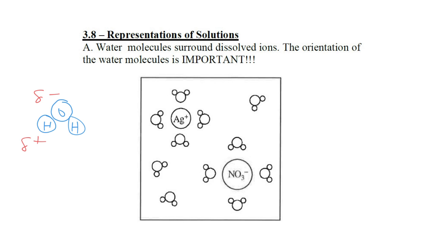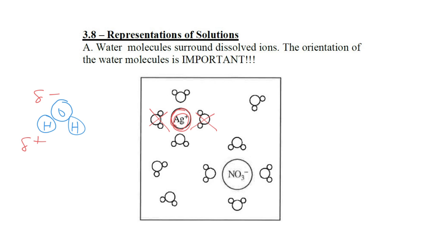When we have those molecules in a diagram like we have on this slide, we need to make sure that our water molecules are facing the correct direction. So like if I have silver and it's positive, then that means the negative side of my water molecules need to be facing silver. If the positive side is facing silver, then it's wrong.